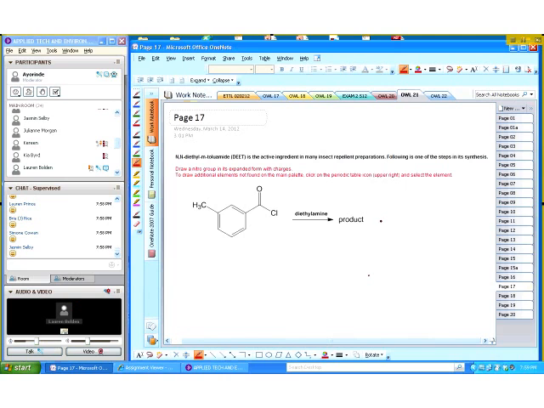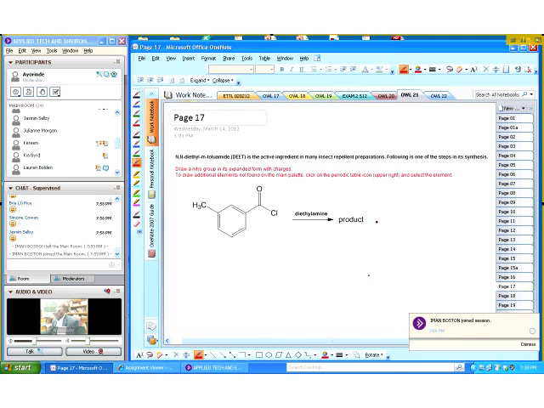Diethyl m-toluamide is the active ingredient in many insect repellent preparations. Following is one of the steps in its synthesis. Okay, very good. So what they want us to do here is to give the product.